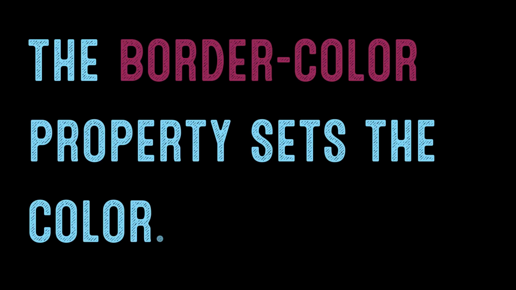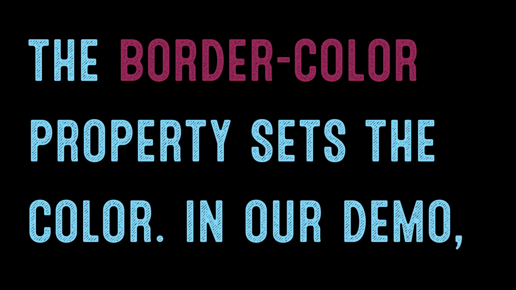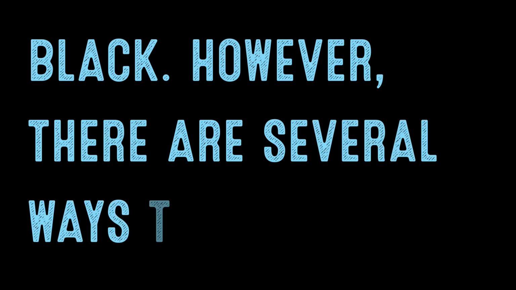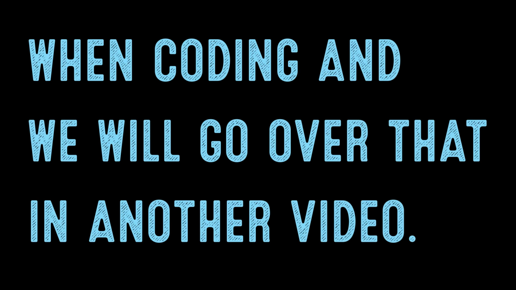The border color property sets the color. In our demo, we used a hexadecimal code to specify the color black. However, there are several ways to define color when coding, and we will go over that in another video.